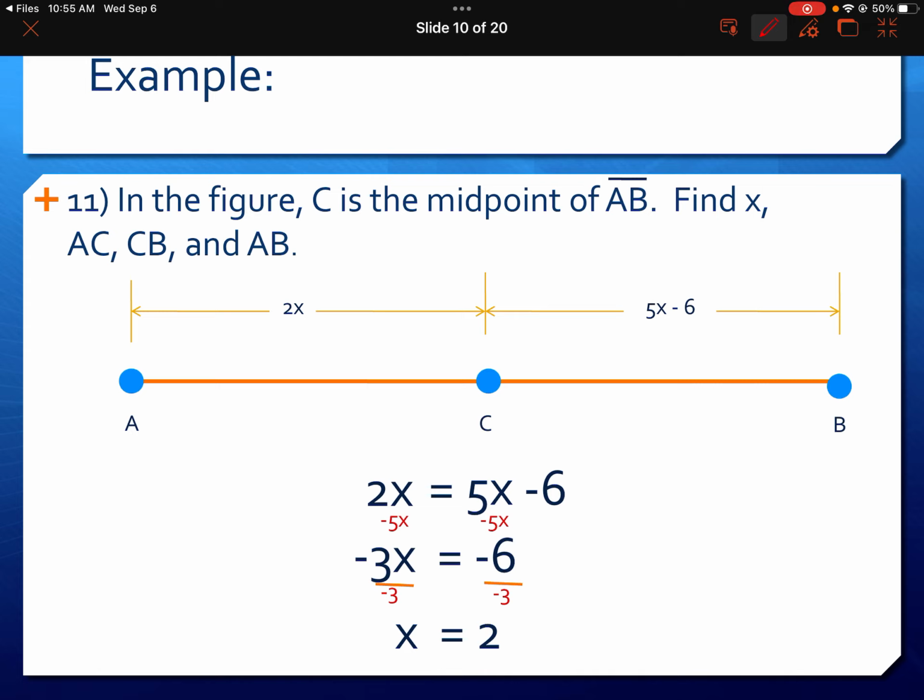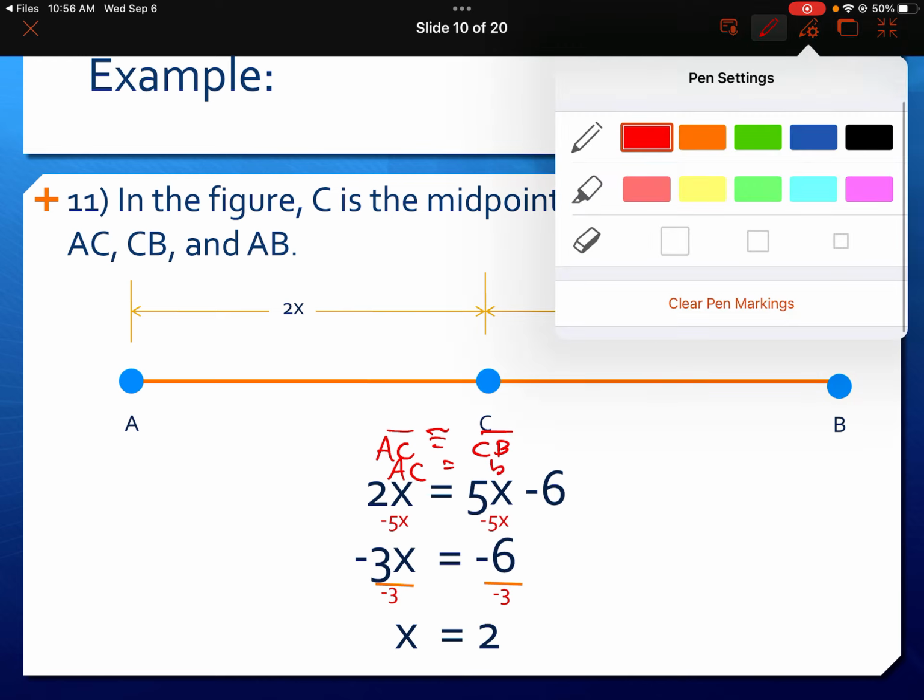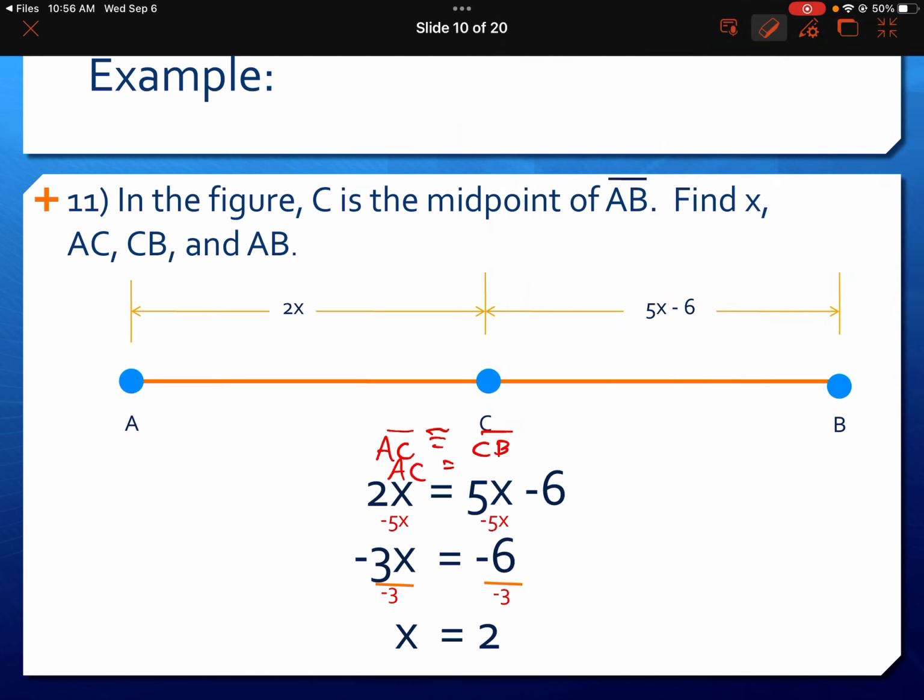If C is the midpoint, you know this. Segment AC is congruent to segment CB. We know segment AC's length is 2x. We know that segment CB's length is 5x minus 6. I wanted to put a CB there. So you plug those in. Solve for x. X is 2.